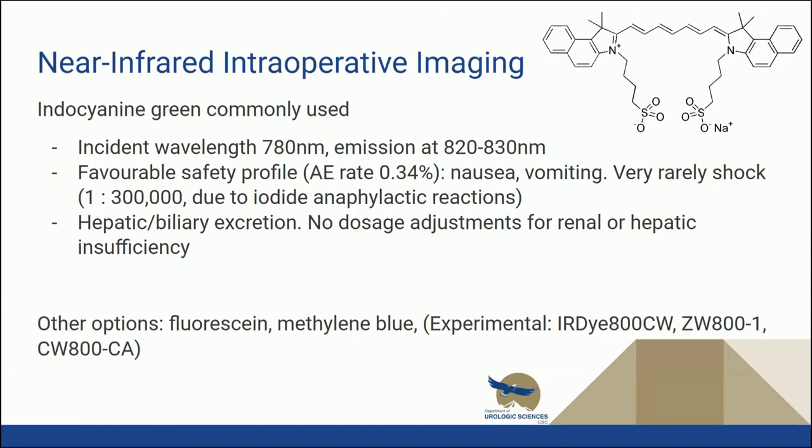Near-infrared intraoperative imaging is something that's in the market now, and it's incorporated into various platforms such as the Da Vinci robot. Indocyanine green is a commonly used fluorophore. It has a pretty favorable safety profile with an adverse event rate of 0.34%, and it can be used both intraluminally as well as intravenously as ways to help both detect ureters as well as to investigate ureteral perfusion at the time of anastomosis or at the time of ureteral repair.